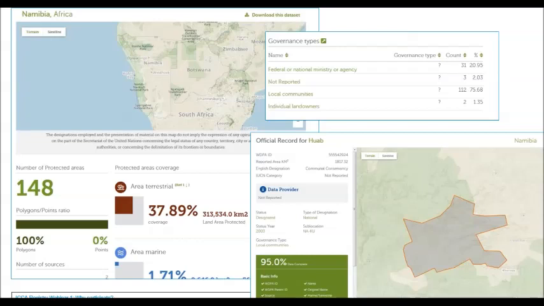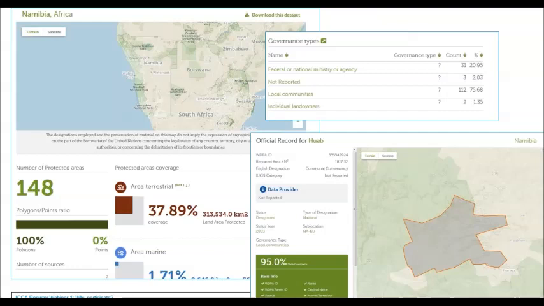The website can also be used to look at information for specific countries. The example shown here is Namibia, where around half of the protected area coverage is made up of protected areas governed by local communities. The country pages provide information on the number of protected areas under each governance type.